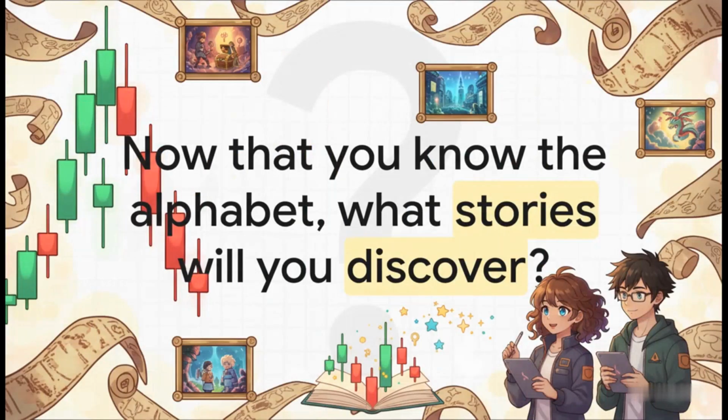So, what's the big takeaway here? It's this. You've just learned the alphabet of the market's language. You now know that that intimidating chart isn't just a random bunch of lines. It's a language, and each one of those candles is a word. And when you string them together, they form sentences. They tell a story. It's not a puzzle anymore. It's a book, just waiting to be read. So now that you know the language, what stories are you going to find?